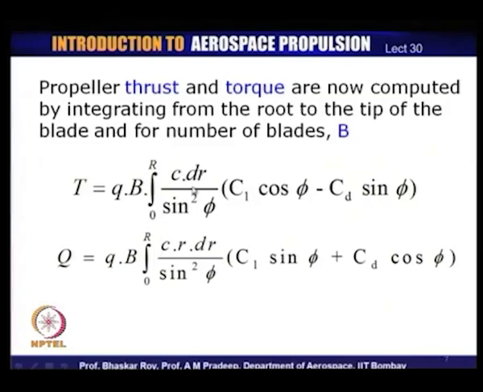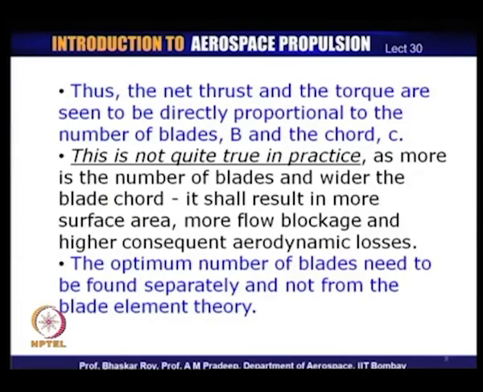Now, that gives an immediate impression that if you simply increase the number of blades, you get more thrust. Of course, you would require more torque, or if you simply increase the size of the chord, let us say all the way from root to the tip of the blade, you would actually get more thrust, and of course, you would need to be supplied with more torque. So, if you are supplied with more torque, you would simply get more thrust. Now, that is the impression one would get from the blade element theory and the torque and thrust equations that we have put together.